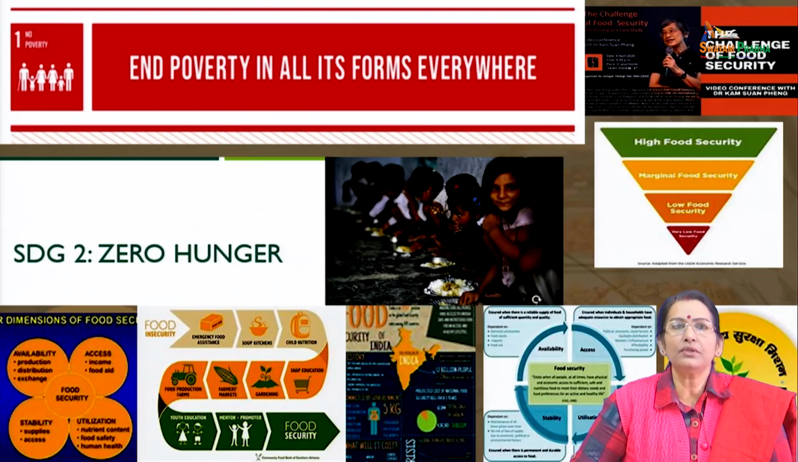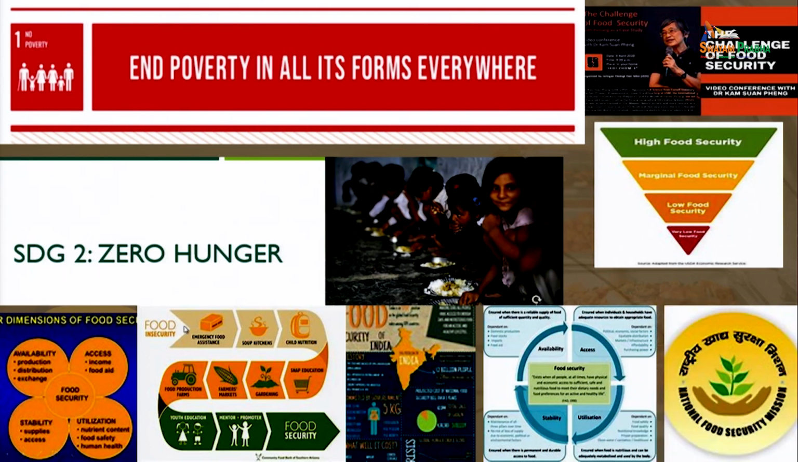Now let us come to the slide, which covers primarily one or two SDGs. SDG 1 advocates to end poverty in all its forms everywhere, and SDG 2 advocates zero hunger in the global context. These are various dimensions of food security: access to income and food, availability of quality food, stability in the access, and food utilization.